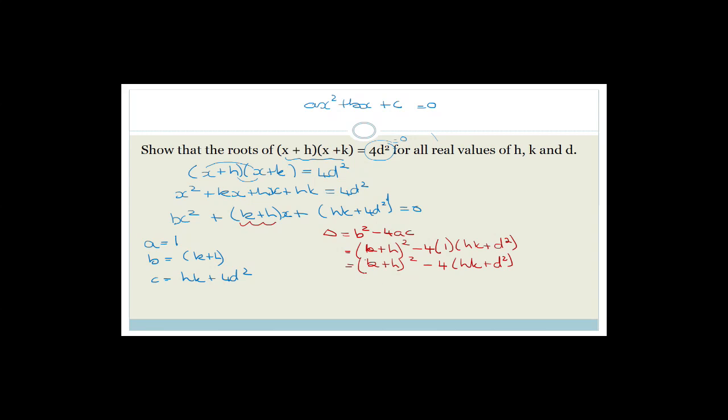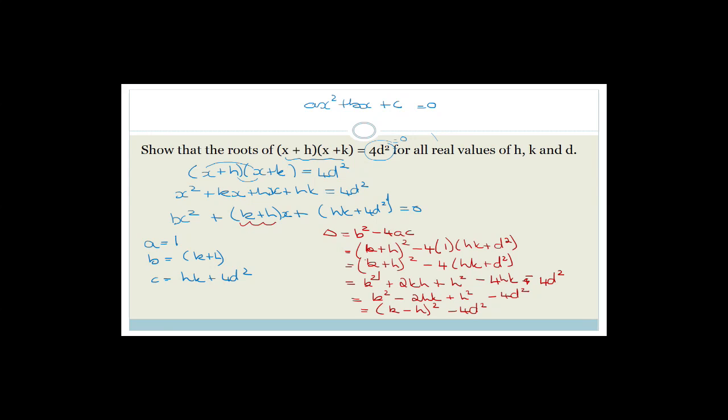So let us multiply this out and see what we get, because we want to be able to say something about delta, but at the moment we can't really do anything about delta. So let's see what we can get. Do you agree this becomes k squared plus 2kh plus h squared minus 4hk, oh sorry, minus 4d squared. Okay. So then that becomes k squared minus 2hk plus h squared minus 4d squared. Okay. And this here is a perfect square, so it becomes k minus h all squared minus 4d squared.